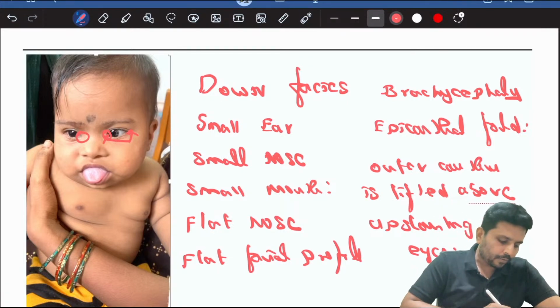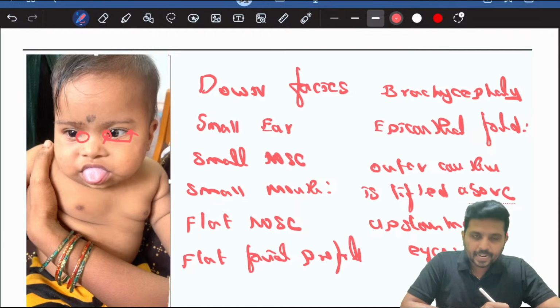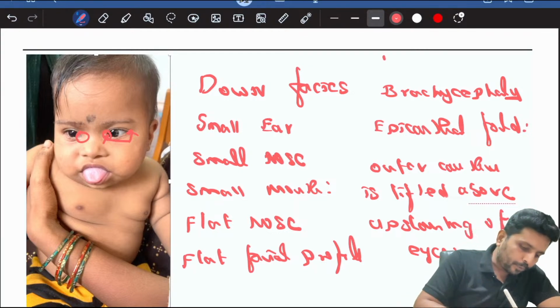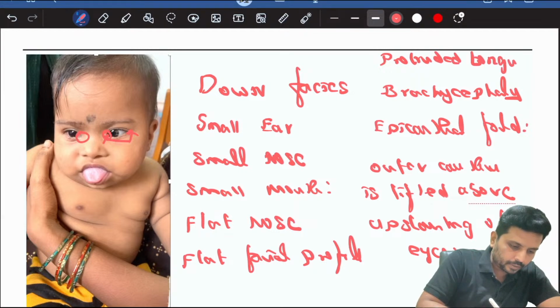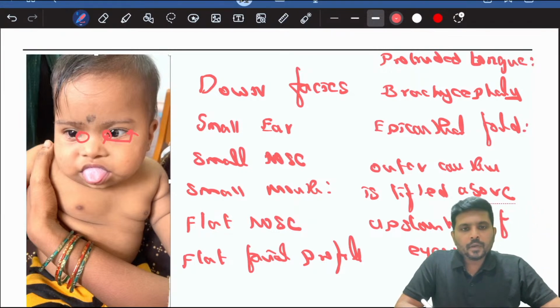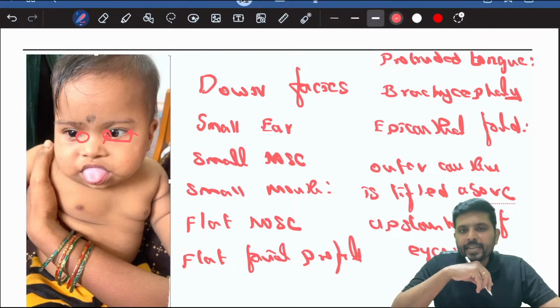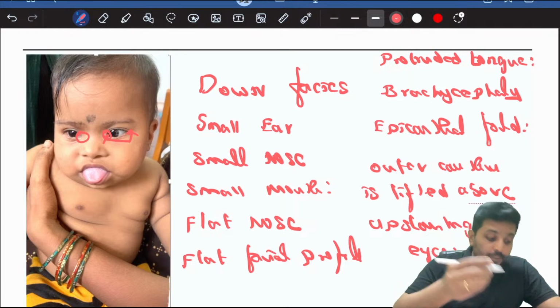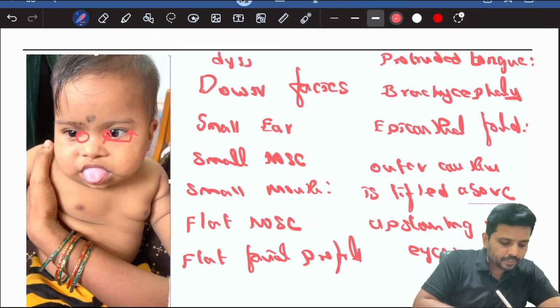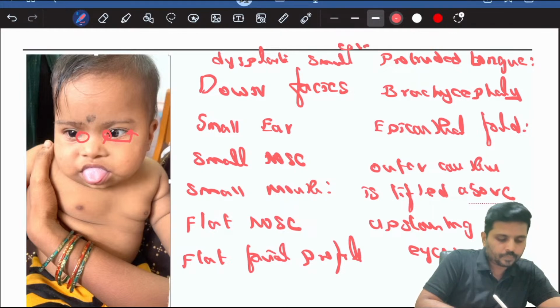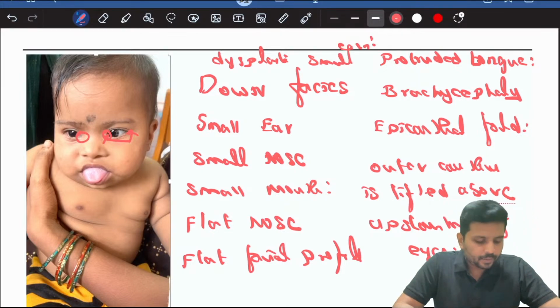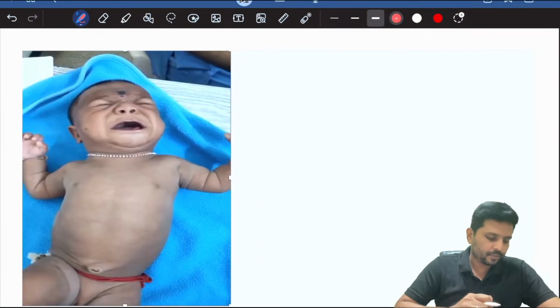So you have flat facial profile, flat nose, and also one more point, protruded tongue. Flat nose, flat facial profile, brachycephaly, and sometimes dysplastic small ears. This is with respect to Down's facies. Let us go to the next face.